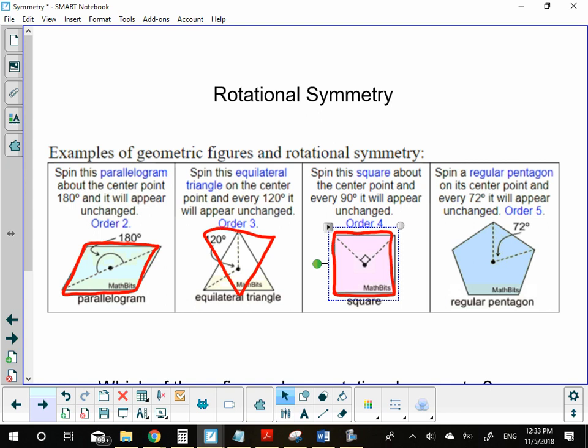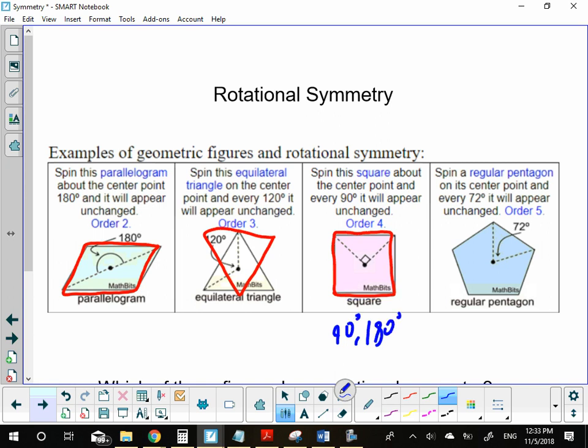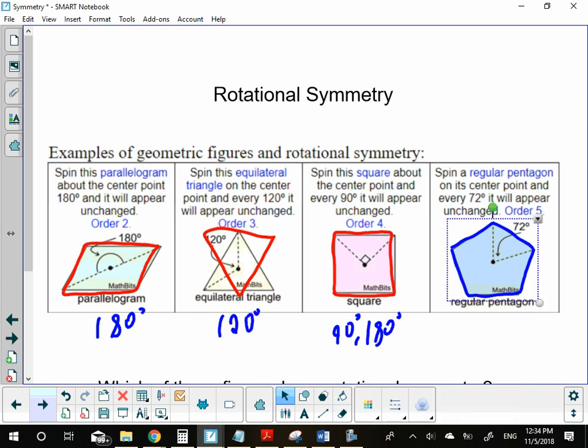It's bigger than 180. So all we can say in that one is that this is going to be 90 and 180. Can't go further than that. This one was only 120. This one was only 180. Okay, what about how can I rotate that one with your rotational symmetry? You can't.